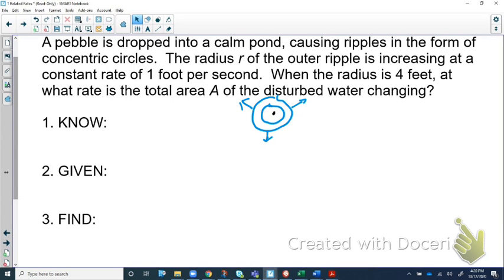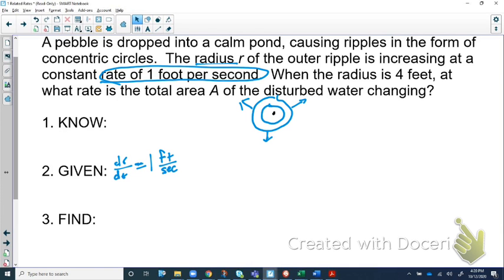Okay, and the radius of the outer ripple is increasing at a rate of 1 foot per second. Well, here's your key word. First of all, they're talking about the radius, and they're telling you that the rate of the radius is 1 foot per second. So that's given information. That is dr/dt. The radius changes at a rate with respect to time, sorry, it's equal to 1 foot per second. There's our rate. That's the rate for the radius.